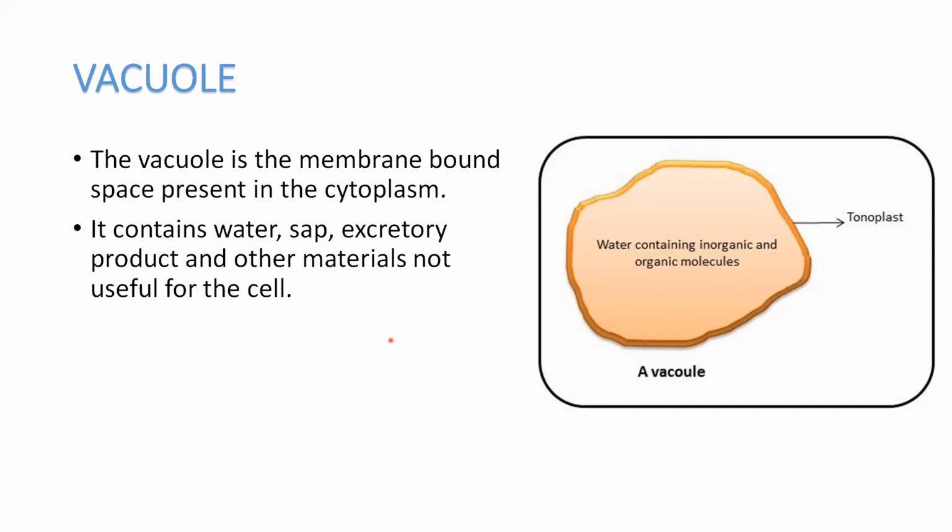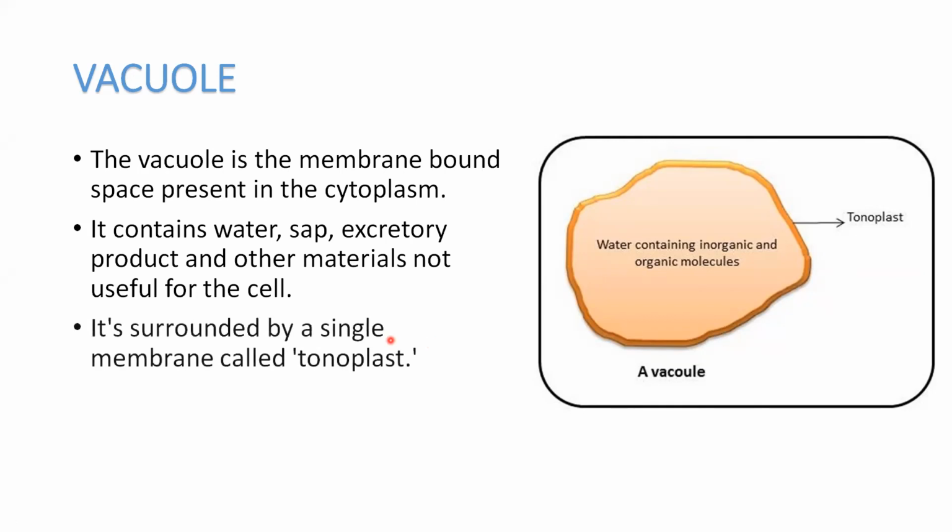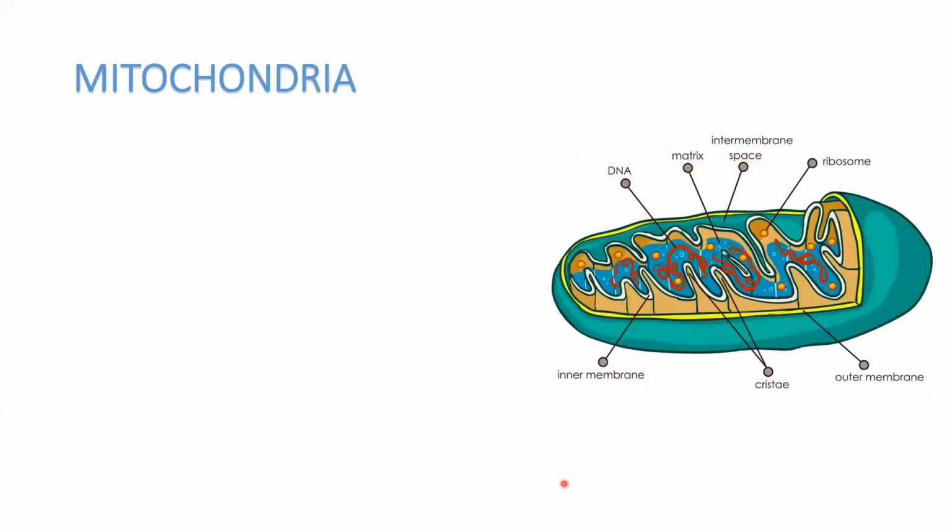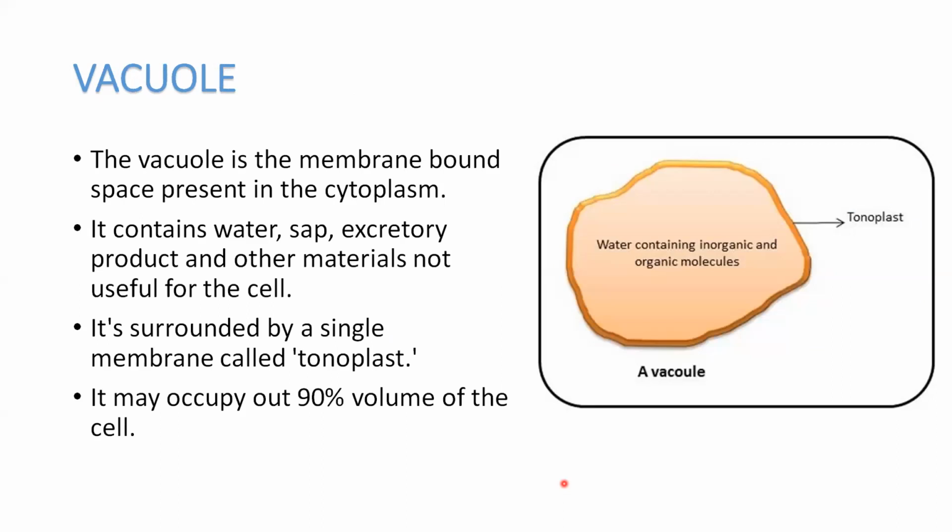Okay, so it is surrounded by a membrane called tonoplast. It can occupy 90% volume of the cell. So we have already discussed these points. Okay, so with this let us move on to the next cell organelle, that is mitochondria.